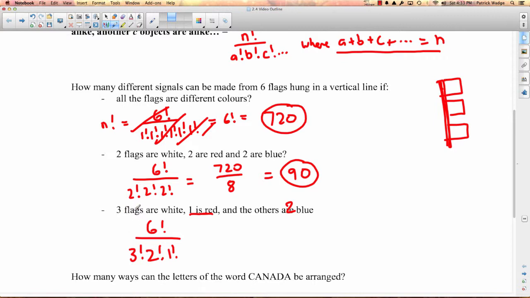The 3 white flags, you have to put a 3 factorial because those are identical flags which are repeated. The 2 blue ones, you have to put a 2 factorial because those are repeated ones that are identical. But you don't need to put the 1 factorial if you don't want to. Alright, 6 factorial we already said was 720. 3 factorial, that's 3 times 2 times 1 is 6, and 2 factorial is 2, so you get 720 over 12. 12 goes into 72, 6 times 60. Our answer is 60.